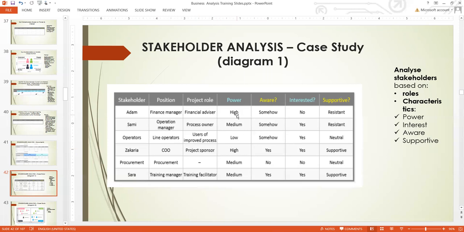So, you can see here we are using Adam, who is the finance manager in the company. In that project, he's the financial advisor. In terms of power, Adam has high power as the finance manager in the organization and the finance advisor. For instance, this is the Crossrail project here in the UK, which is a very big project. So somebody who is a financial advisor in a multi-billion pounds project must have high power.